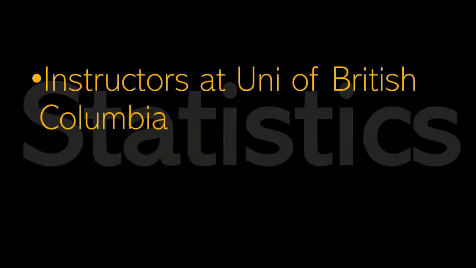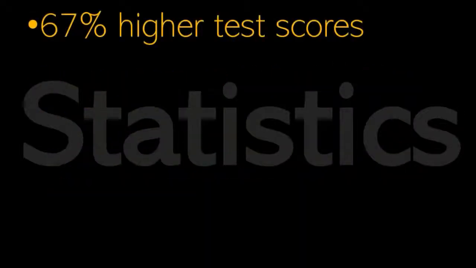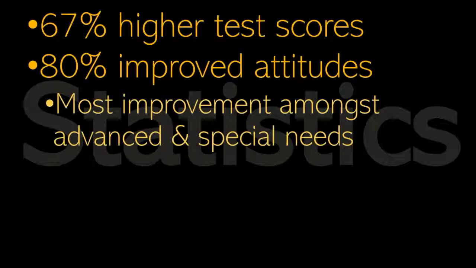Instructors at the University of British Columbia found that attendance increased by 20% and engagement increased by 40%. They also found that 67% of students achieved higher on their test scores, and 80% improved their attitudes. And this was mostly amongst advanced and special needs students.